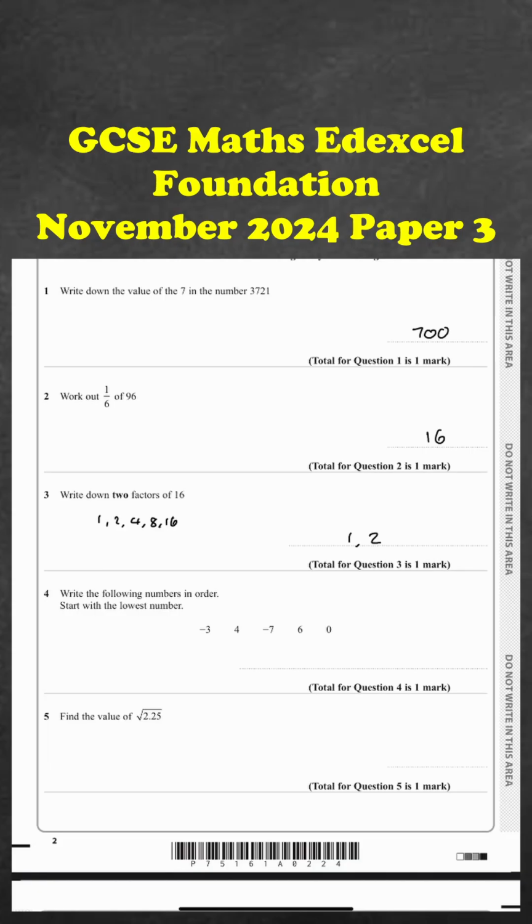Question number 4. Write the following numbers in order. Start with the lowest. So we want to start with the highest negative number. So minus 7. And the next negative number is minus 3, 0, 4, and 6. Question number 5. Find the value of the square root of 2.25. In my calculator, I've just typed in the square root of 2.25, and it's 3/2, or 1.5.